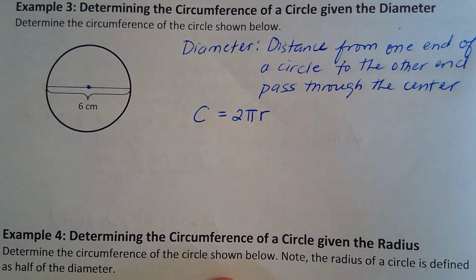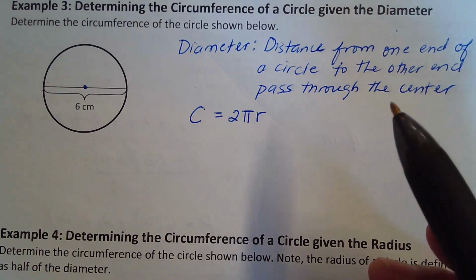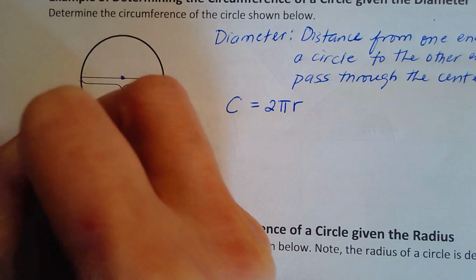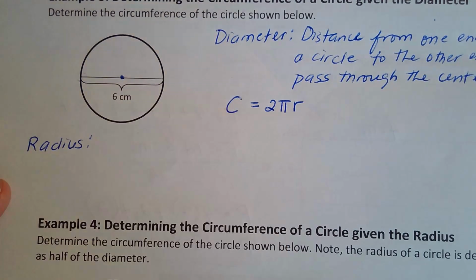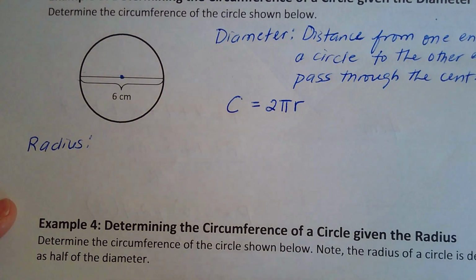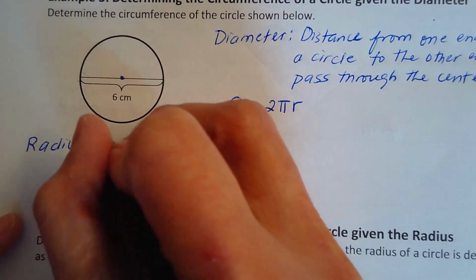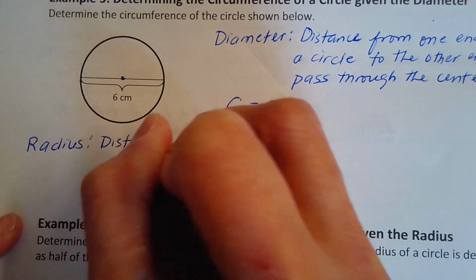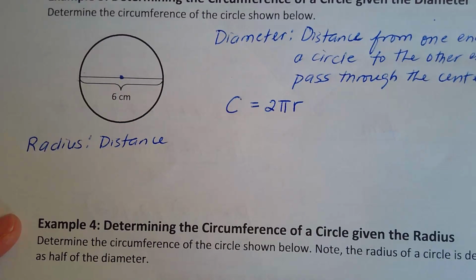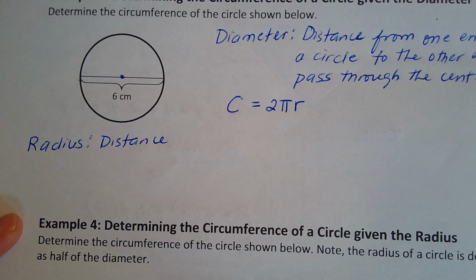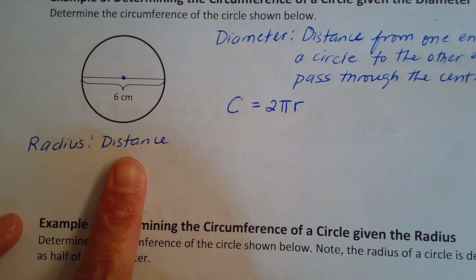Radius. R is called the radius, and I think that's what Shantae was talking about earlier. So the symbol for radius is R. And what's R? R is a distance, shorter than diameter. It's half the diameter.